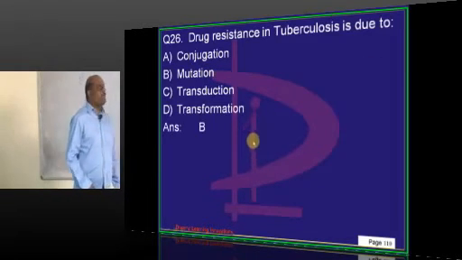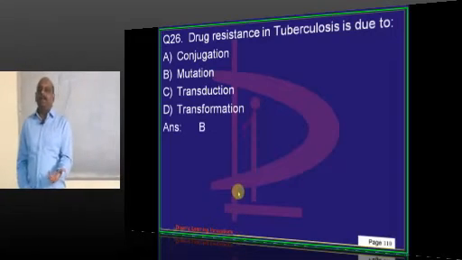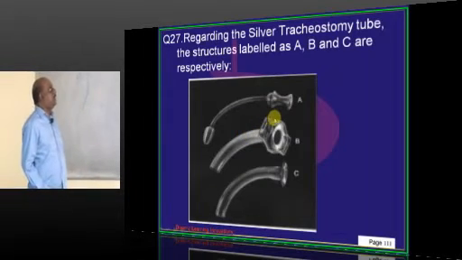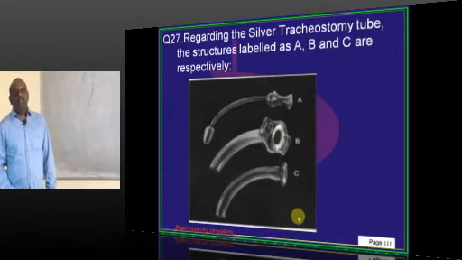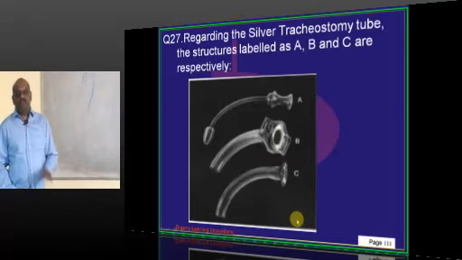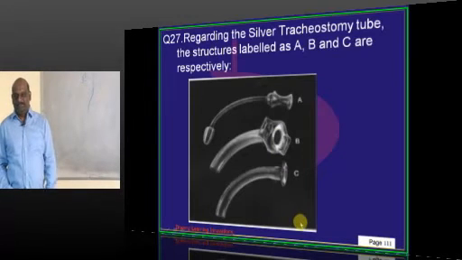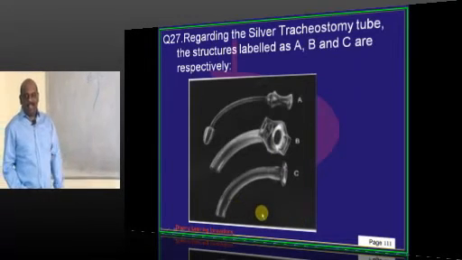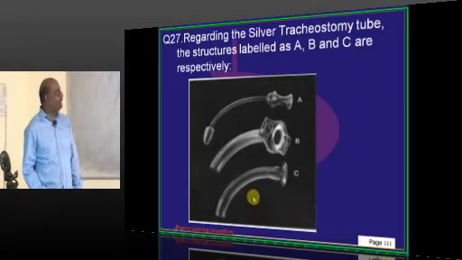In TB, why is there drug resistance? There is a multi-drug resistance mutation which is responsible. This is a simple common sense question of your housemanship skills. Intervention kabhi kiya ya nahi kiya, uske upar depend hota hai.